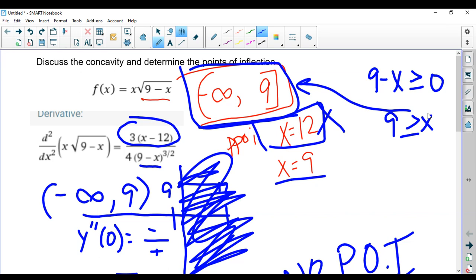That was example number 1. The next video will show example number 2. It's a trig one.